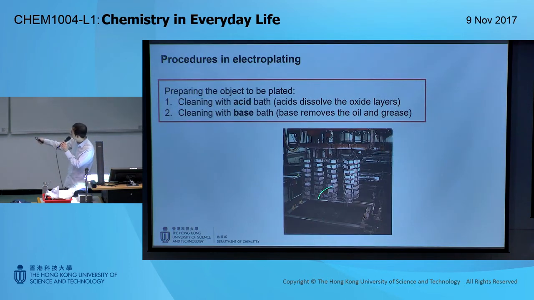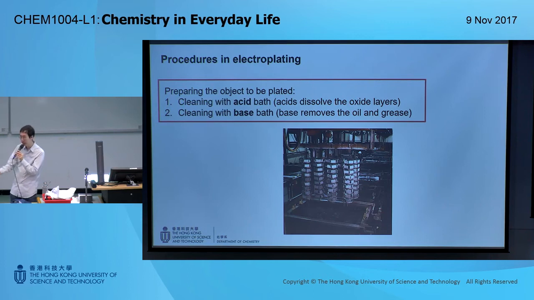So here's a bath of electroplating. The first step in electroplating is to prepare the object, because a piece of metal is sometimes very dirty, with grease or an oxide layer and things like that. So you have to clean it, usually first with an acid bath to dissolve the oxide, and then with a base bath to remove the oil and grease. This is sodium hydroxide. This is some kind of acid like hydrochloric acid or nitric acid.